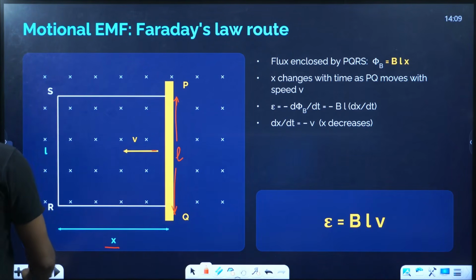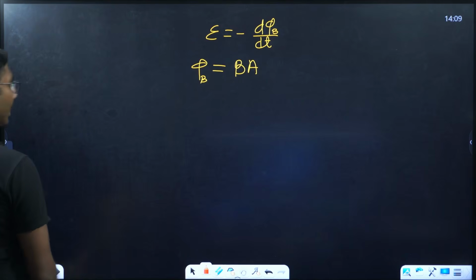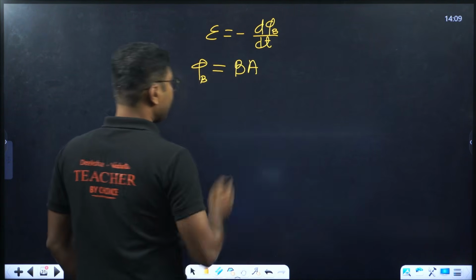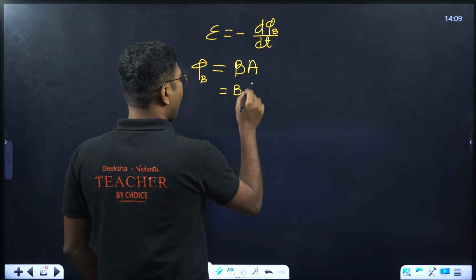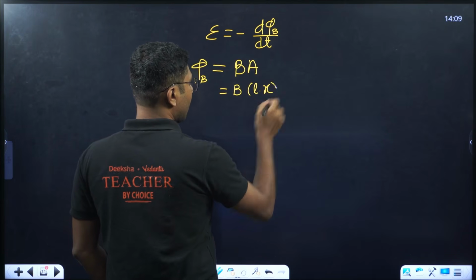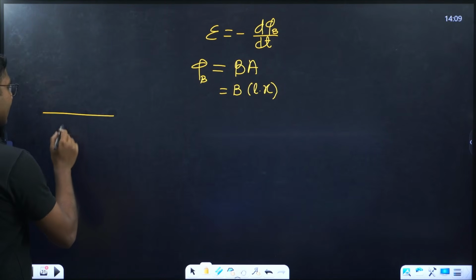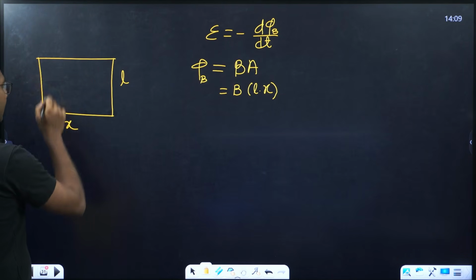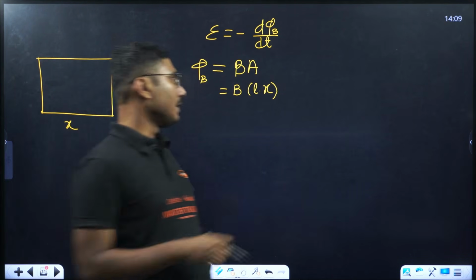Okay, now what is the area? Area is given by length into breadth, right? That is L into x. Okay, this was x and this was L. So what is this area? The area must be length into breadth, that is L into x.